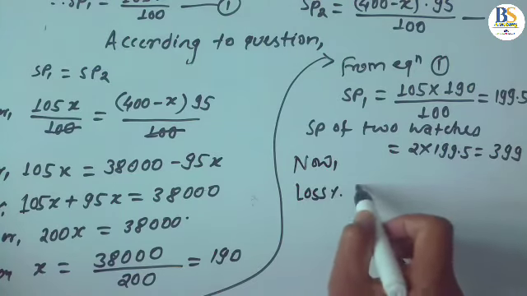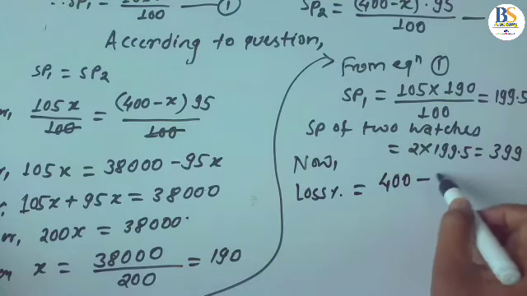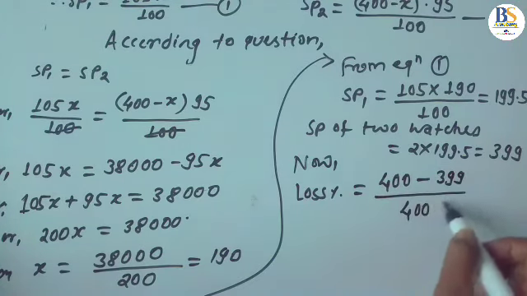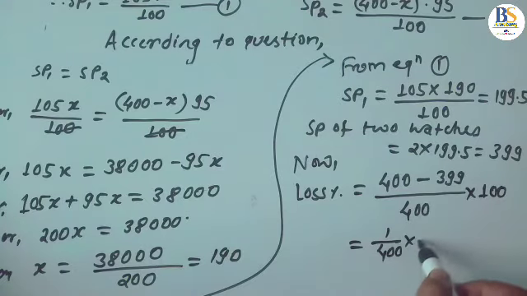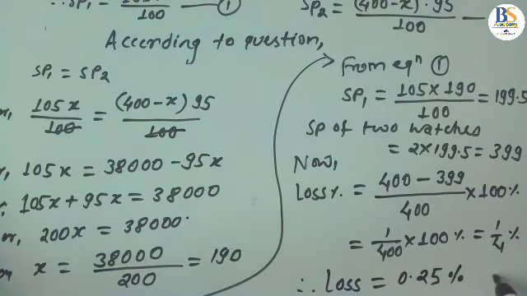That means we have to calculate loss percent. Loss percent equals CP of two watches, 400, minus SP of two watches, 399, upon CP of two watches, 400, times 100%. This equals 1 divided by 400 times 100%, which equals 1 upon 4%. Therefore loss equals 0.25%.